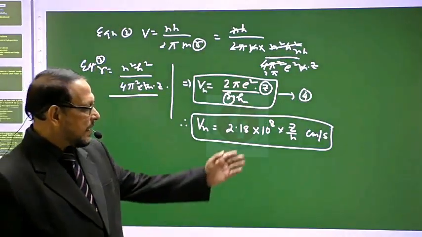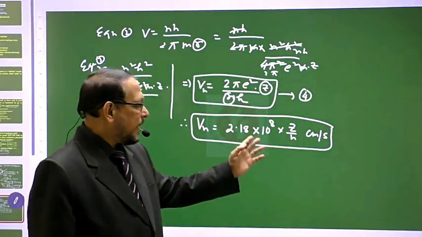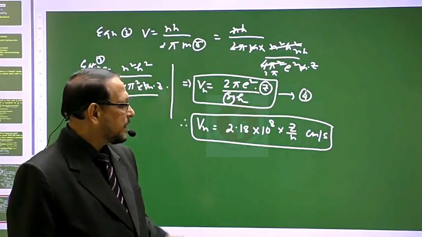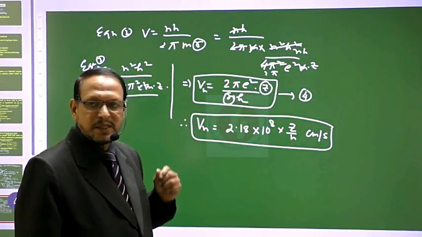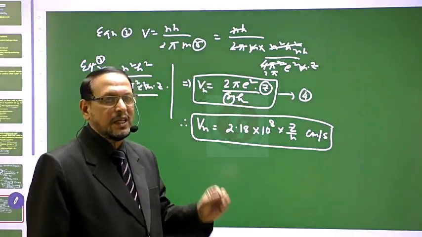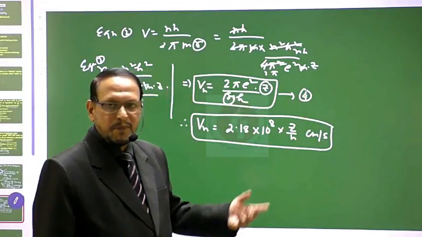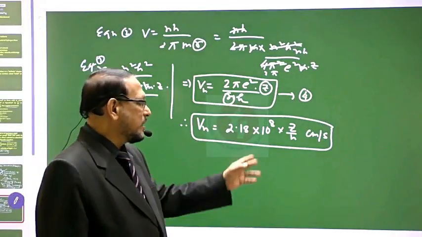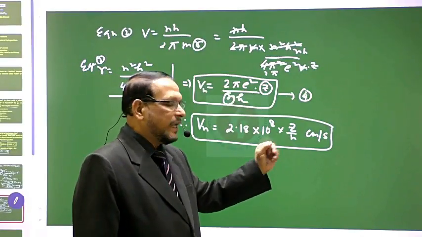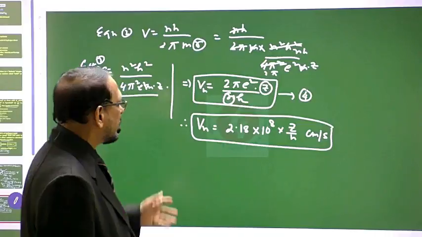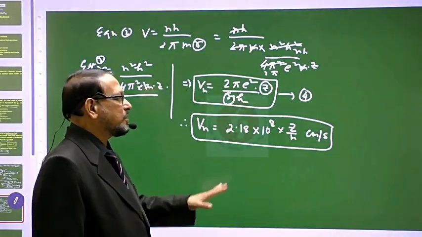If Z is equal to 1 for hydrogen atom and n is equal to 1, the value is 2.18 into 10 to the power 8 centimeter per second. But if it is for helium ion and Z is equal to 2, then 2 by 2, same. But in the lithium ion, Z is equal to 3 and n is equal to 1, first orbit, so it will be into 3. So we can do lots of numericals from this velocity.